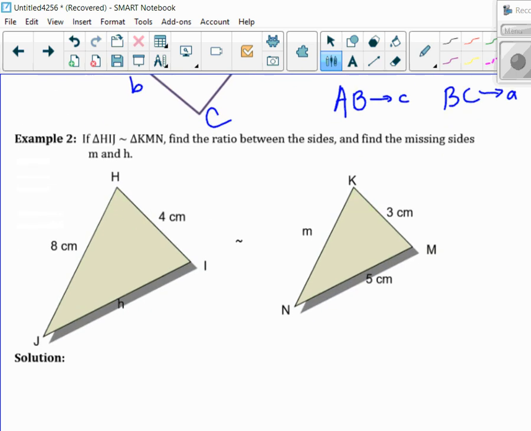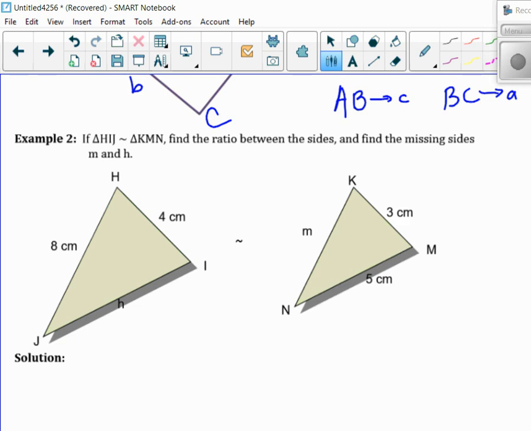All right. So if triangle HIJ is similar to KMN, find the ratios between the sides. Find the missing sides m and h. So when they give you that these are similar, they're giving you an order, meaning H corresponds with K. Like those angles are the same. Angle I is the same as M, and angle J is the same as N. So the order actually matters.